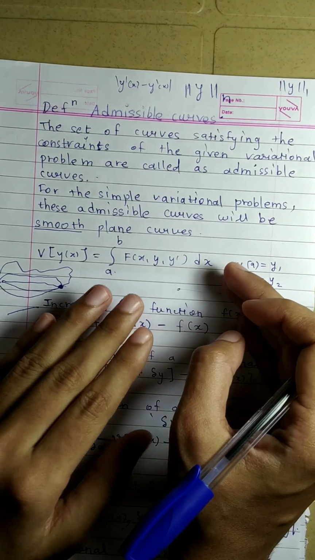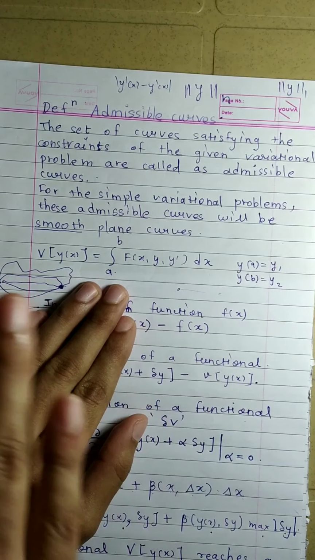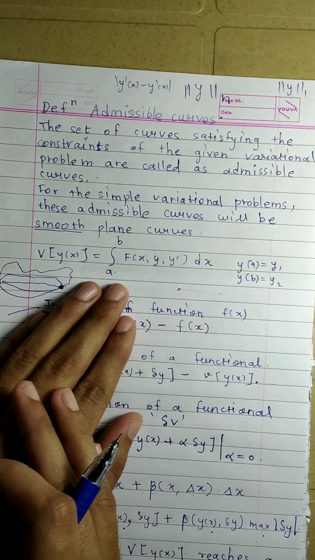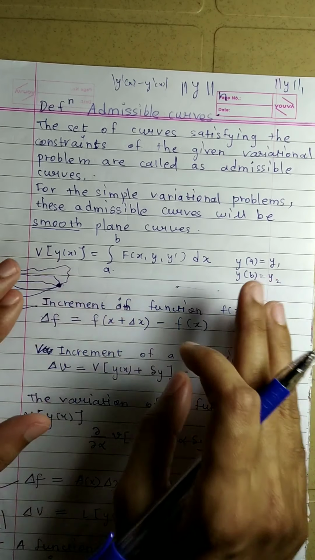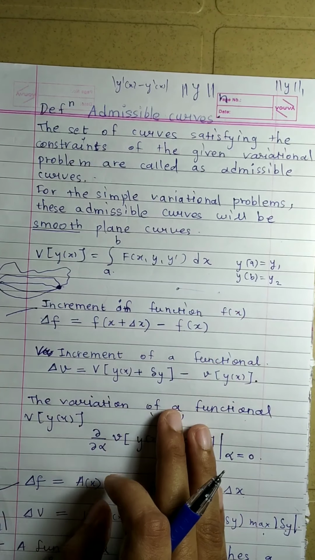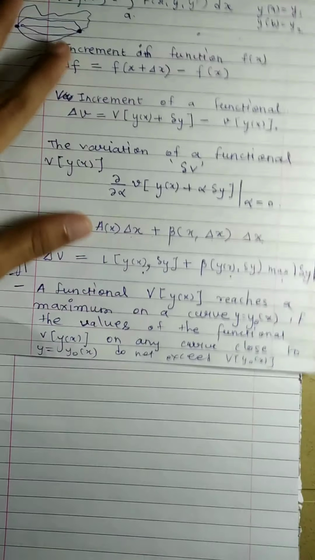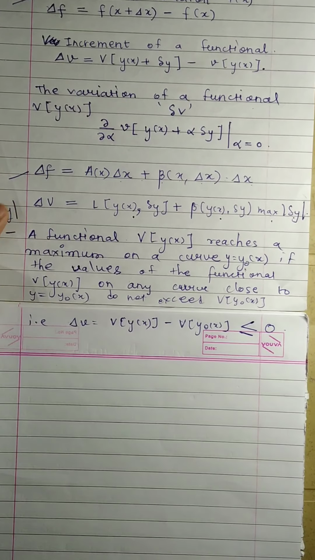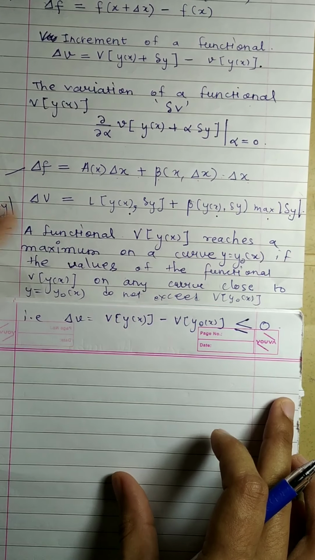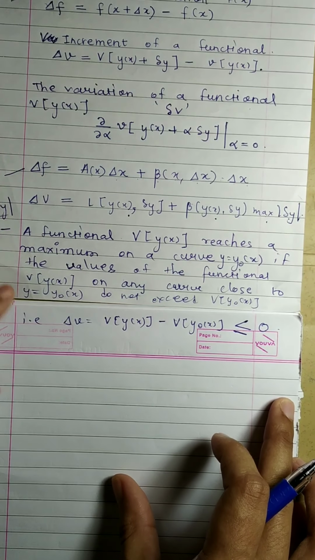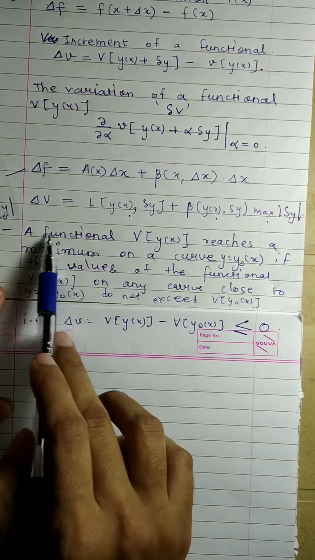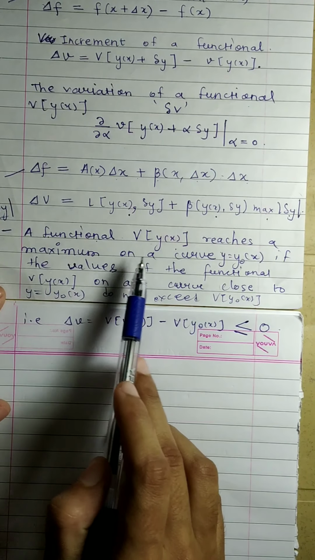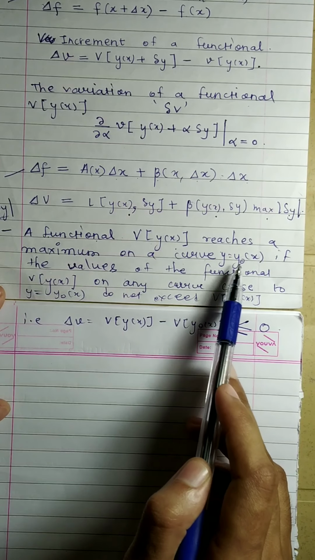Whatever functional we were getting, it was giving us the area, and we were trying to maximize it. So when I say extremum, it can be minimum or maximum. Now let us see what this extremum means, minimum or maximum.